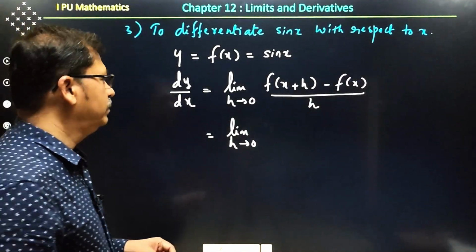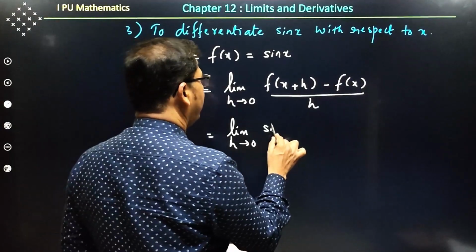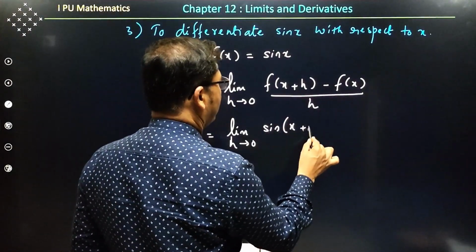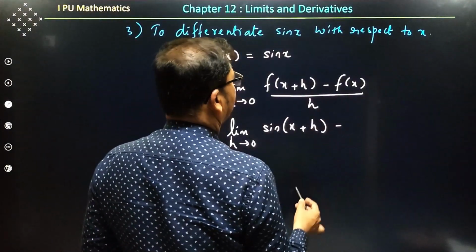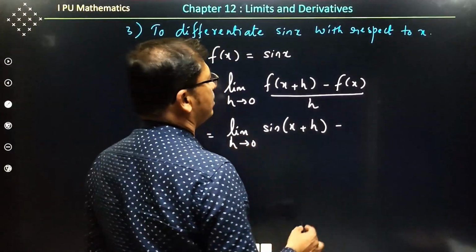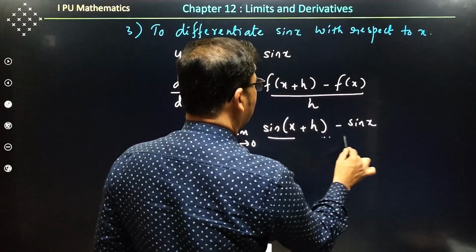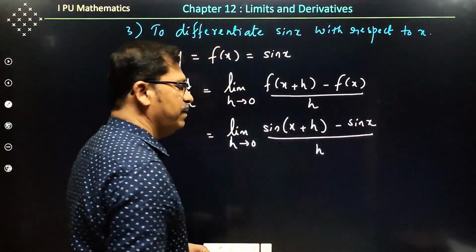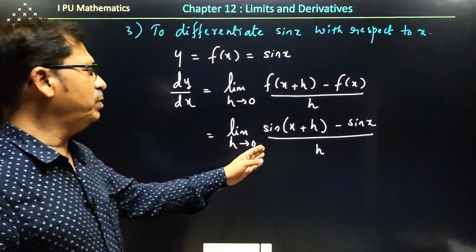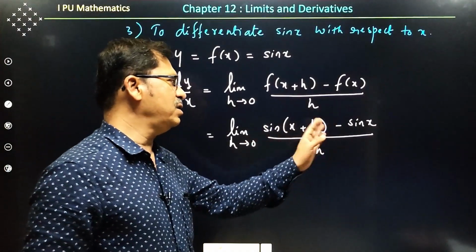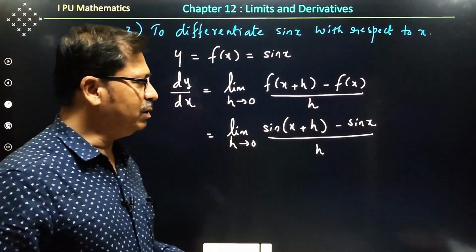Sin x plus h. Who said that? Lalita, yes, you are correct. Sin of x plus h. f x is directly sin x, there is no confusion here. So whole divided by h I can write here. If we directly substitute h equal to 0, we get sin x minus sin x, 0 divided by 0, a 0 by 0 form.